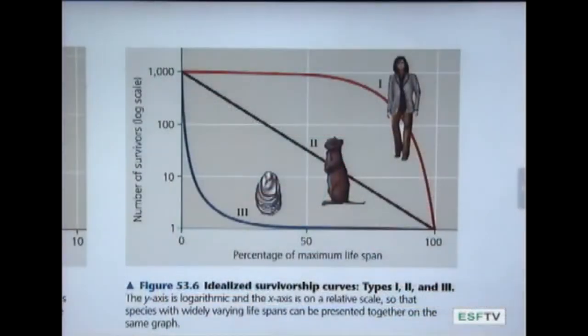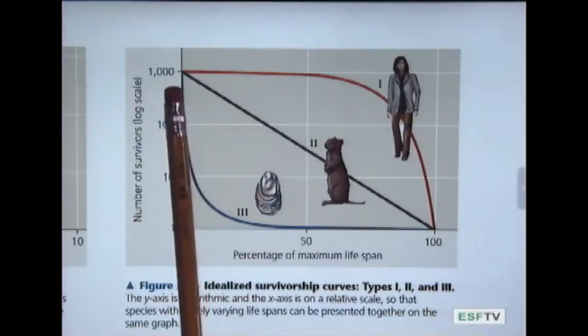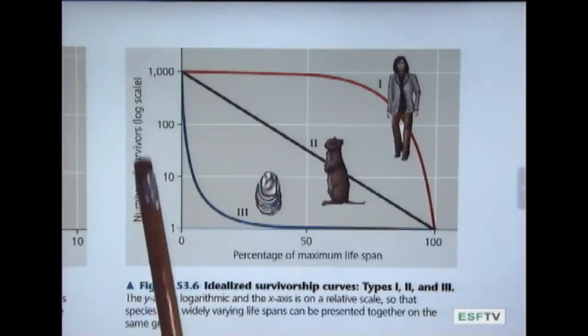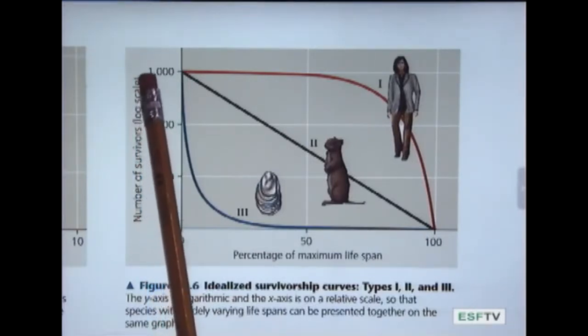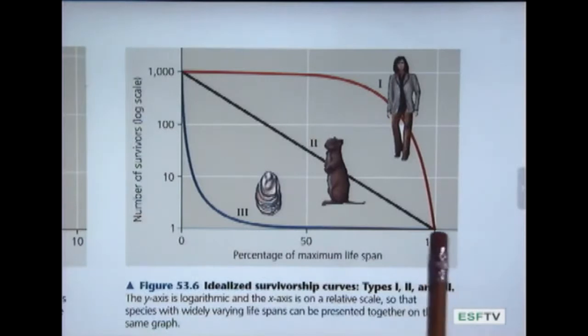If you take a look at this particular graphic out of our textbook, along the y-axis you have number of survivors, and this is on a logarithmic scale, so all of the survivors can be shown. On the x-axis you have percentage of maximum lifespan, and you'll see this varies from 0 to 100. This is the number of individuals that are going to survive past this point. At this point, 100% of the individuals will perish.